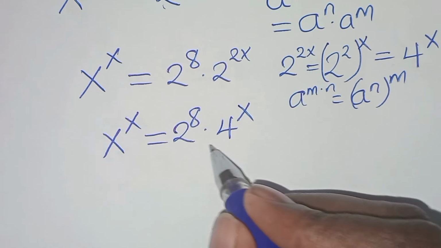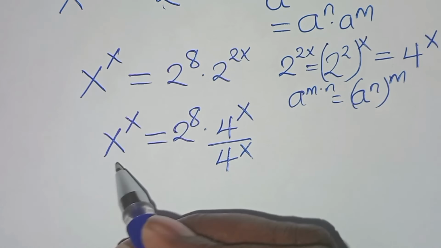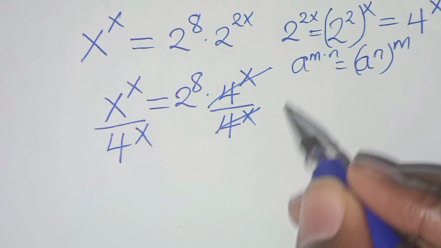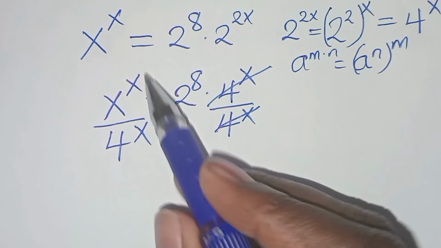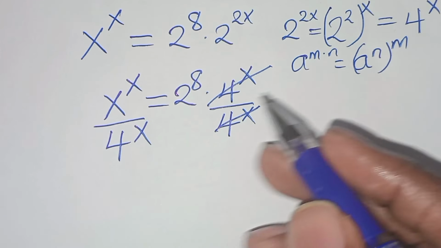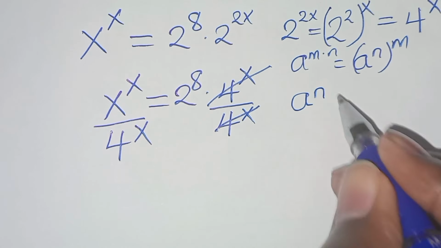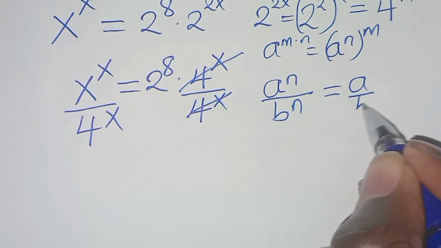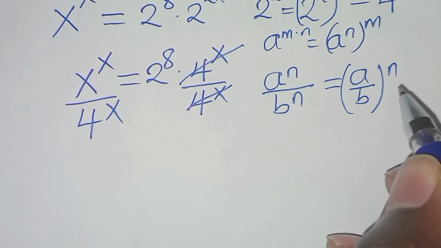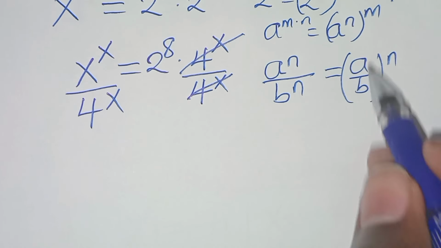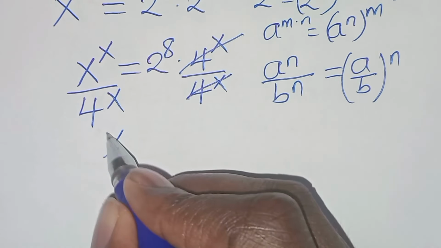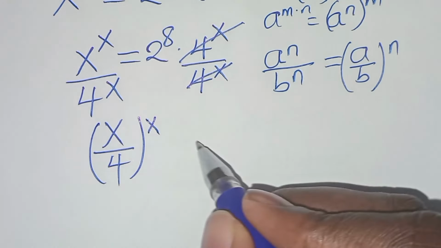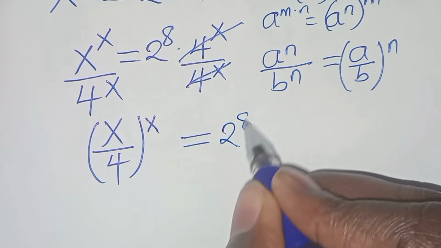The next step from here, let's divide both sides by 4 to the power x, so that 4 to the power x simplifies. So we have x to the power x divided by 4 to the power x. This is in the form of a to the power n over b to the power n, which you can express as a over b raised to the power n. Applying this exponent property, we have x over 4 raised to the power x equal to 2 to the power 8.